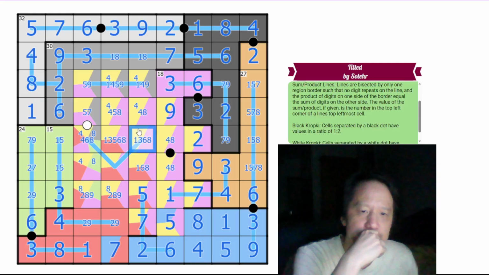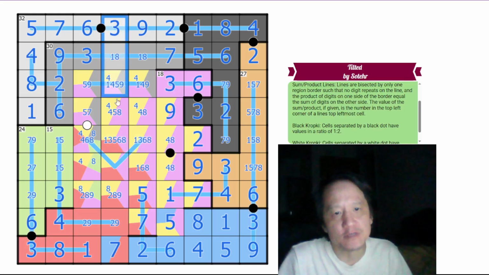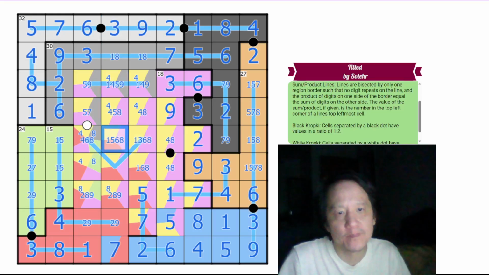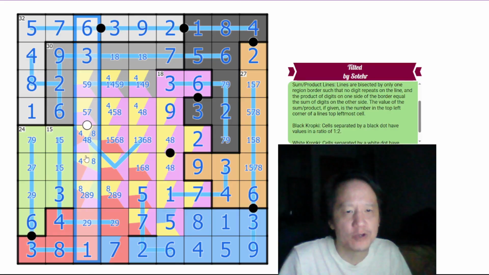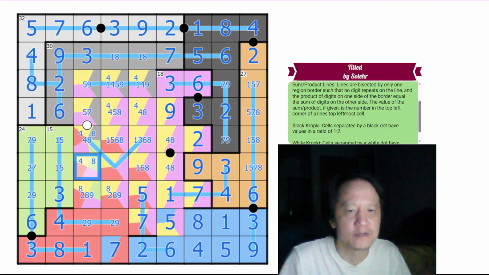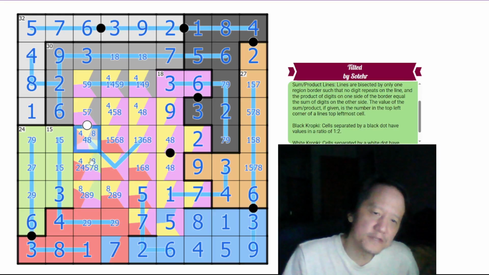Let's see. This can't be 3 because of the 3 in the column. This can't be 6 because of the 6 in the column. What are the remaining digits, actually, for these cells? 2, 4, 5, 7, 8. Okay, so that is valid. This is a 4 or 8.